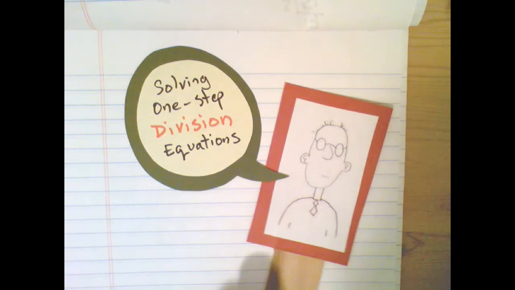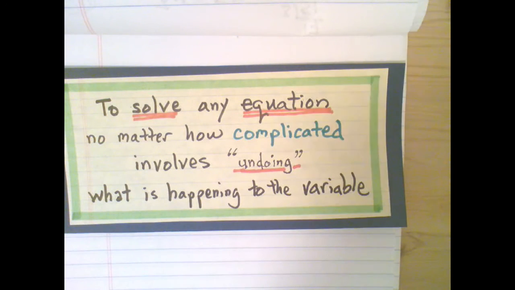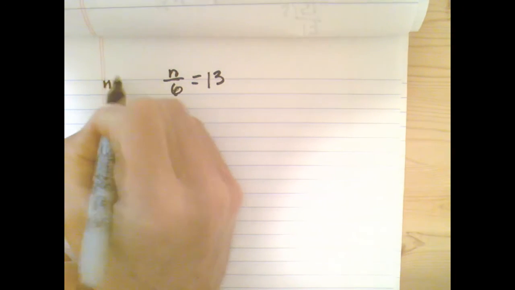Before we begin, let us remind ourselves that to solve any equation, no matter how complicated, involves undoing what is happening to the variable. Here we have n over 6 equals 13. We understand that a fraction is a division problem. So n over 6 is the same thing as n divided by 6. What is the opposite of dividing by 6?